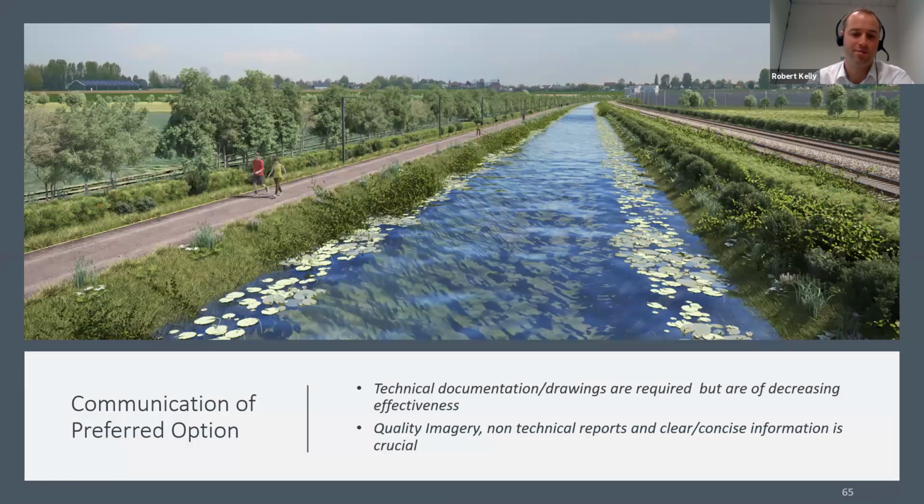And that's increasingly important. Technical drawings and reports are of less importance these days. We live in a generation where people want to consume their news in 140 characters of a tweet or a quick snappy video. It's important to display it in a manner that people can understand, as I said, the benefits of the scheme and the advantages of it over other options that were considered.